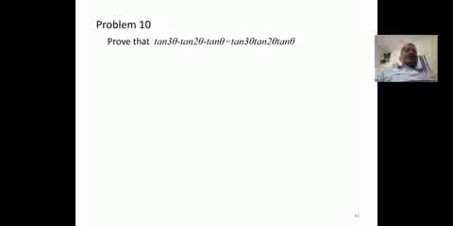And this is: tan 3 theta minus tan 2 theta minus tan theta equal to tan 3 theta tan 2 theta tan theta. We can prove this in different ways. One is 3 theta equal to 2 theta plus theta. Apply tan on both sides, then you can get this result.